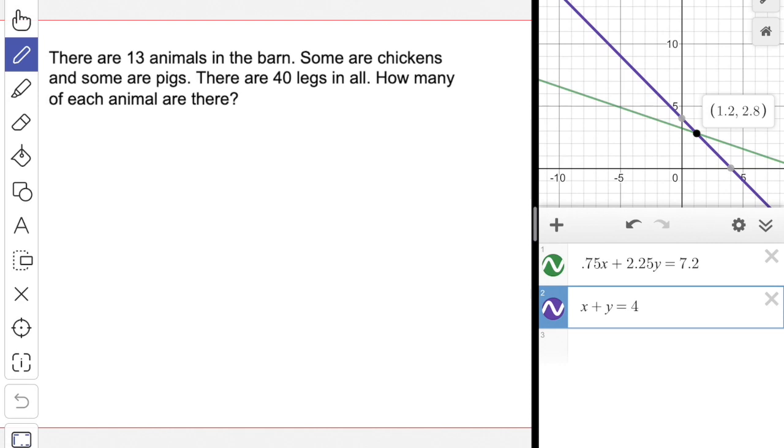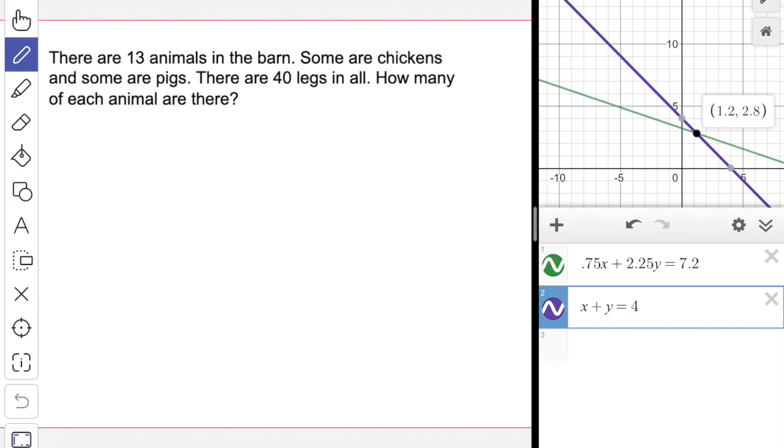All right, so the next one talks about how there are 13 animals in the barn. Some are chickens and some are pigs. There are 40 legs in all. How many of each animal are there? So it's asking us to determine how many of each animal. We have 13 animals in the barn, chickens and pigs.